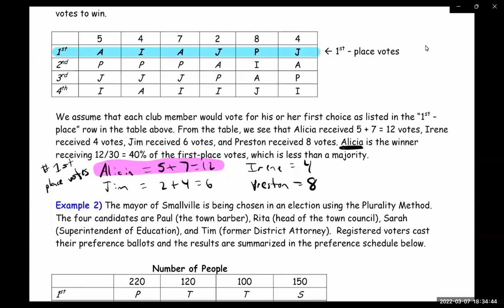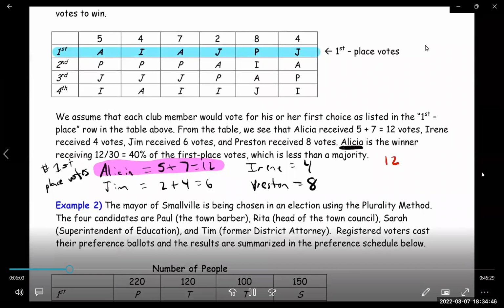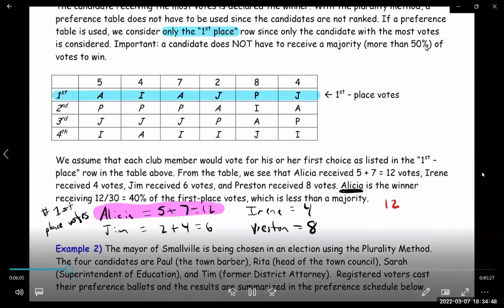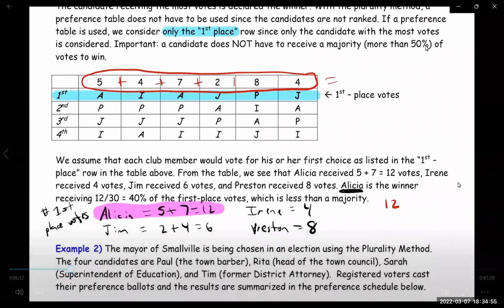She got 12 out of. To get the number of votes, you have to add up these numbers. That tells you the total number of votes, and it turns out to be 30. So 12 out of 30.